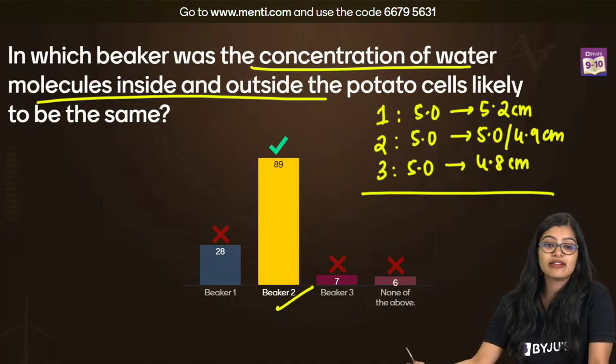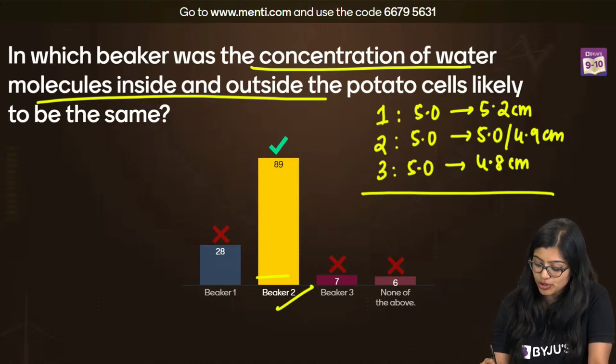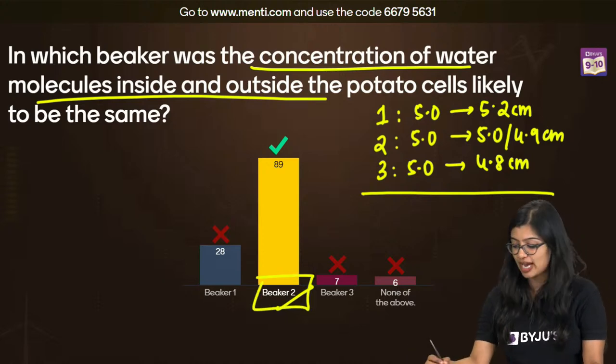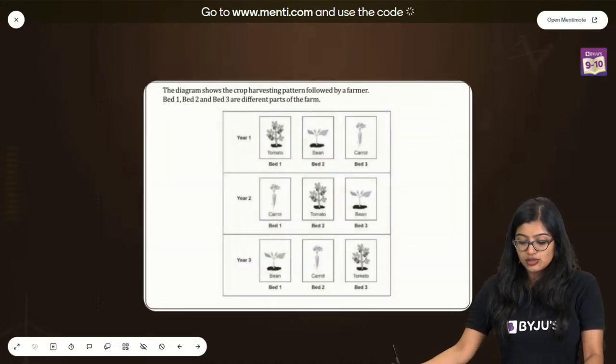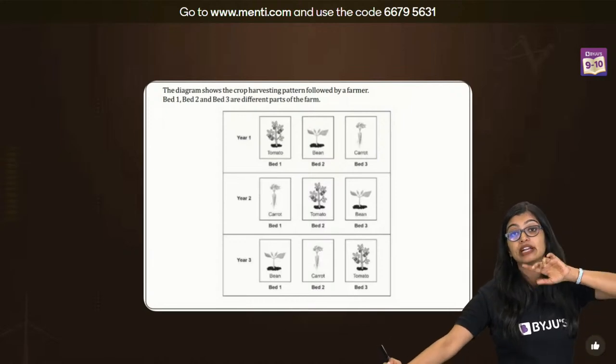Very good, everybody. Most of you have got the correct answer. The correct answer here is option B, that is beaker 2, right? So this right here is the correct answer. So now, of course, we are going to move on to the next question.